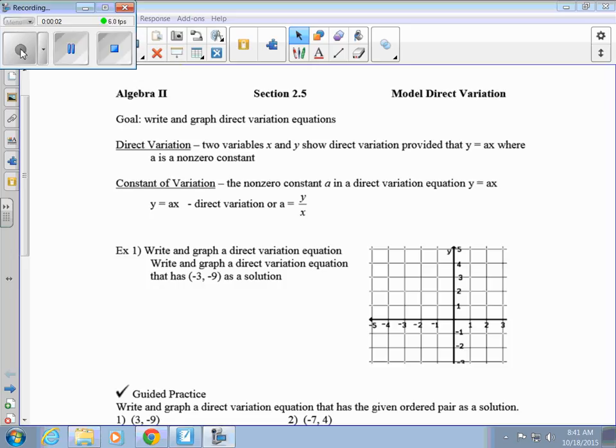Today we're going to be talking about section 2.5, which is on how to model direct variations. So our goal is to write and graph direct variation equations today. To start with, we need to look at what a direct variation is.